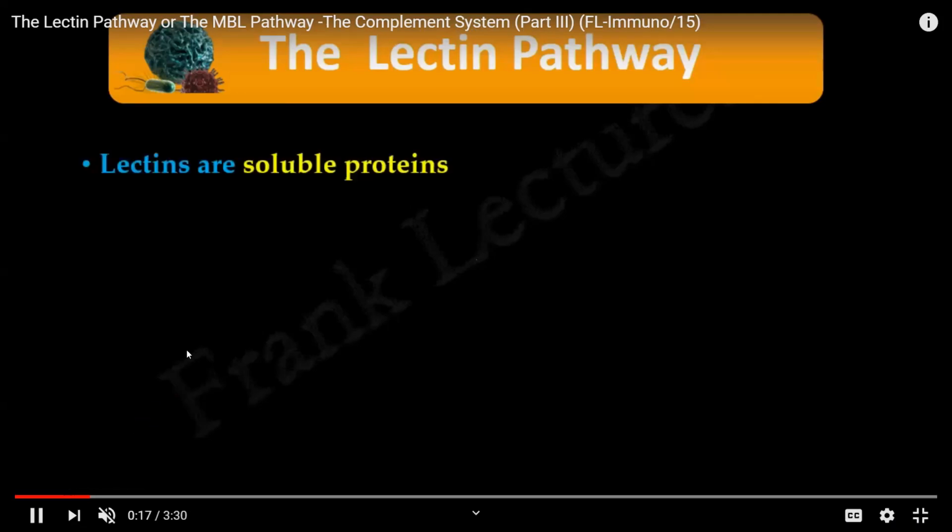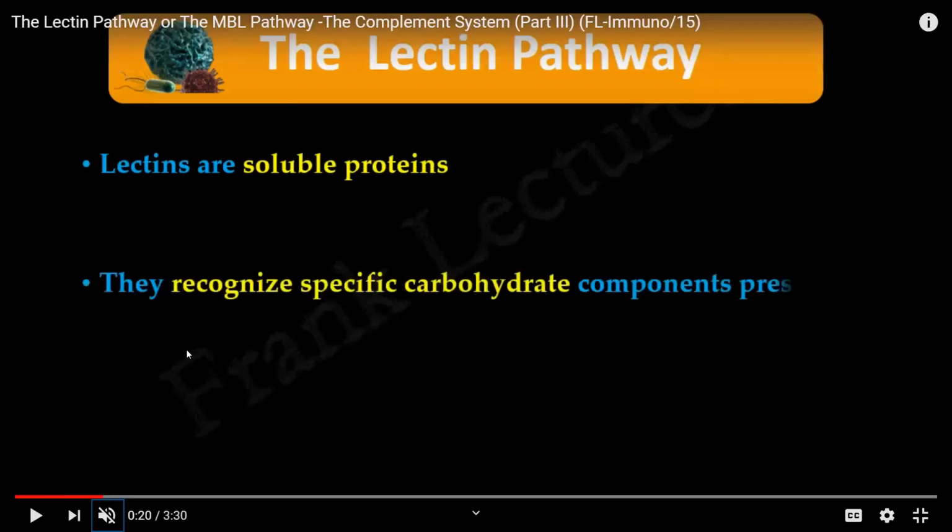Now, in the lectin pathway, there are some proteins which are known as lectins. What is the property of these lectins? The lectins are proteins which are soluble. They recognize specific carbohydrate components which are present on the microbial surfaces.